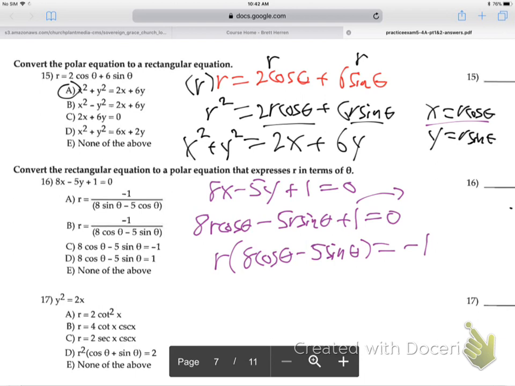Am I going too quick? So I jump the 1 over there, factor out the r here, and then divide by the 8 cos theta. Why am I doing all this? Because I looked over at the answers, and they had r alone. Dividing both sides by 8 cos theta minus 5 sine theta. Boom, there it is. Minus 1 over 8 cos theta minus 5 sine theta.